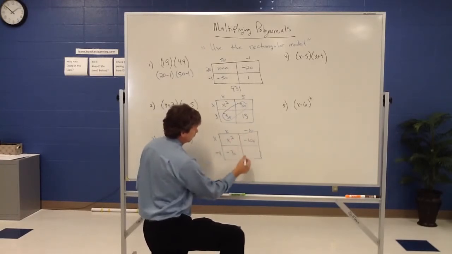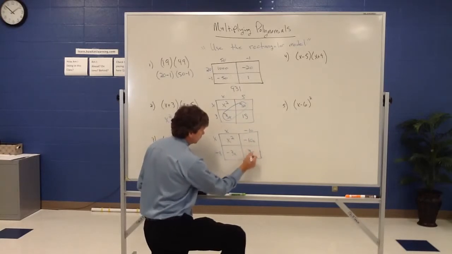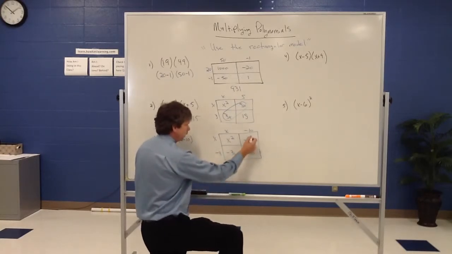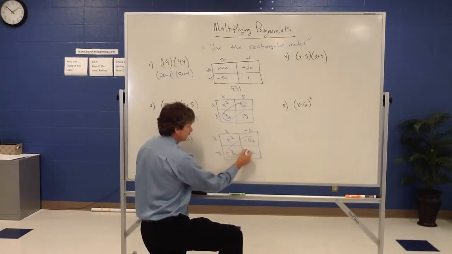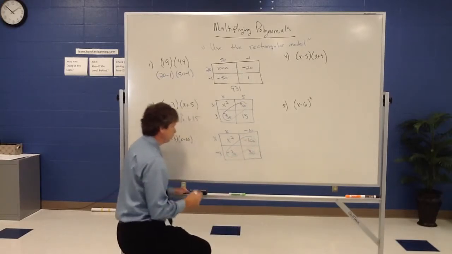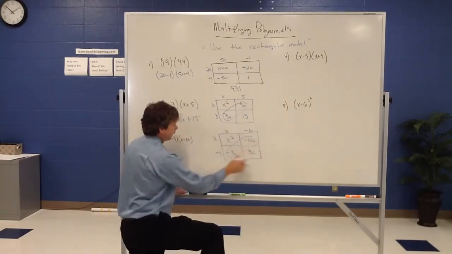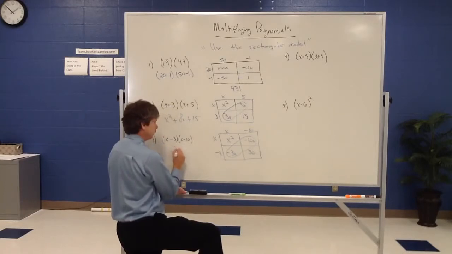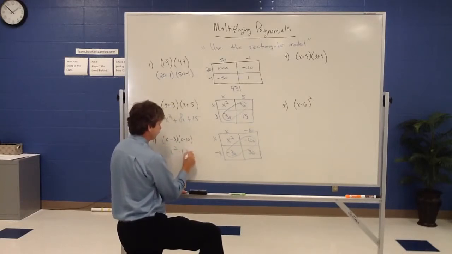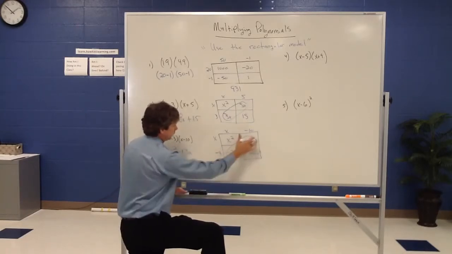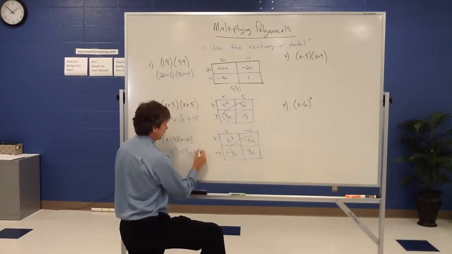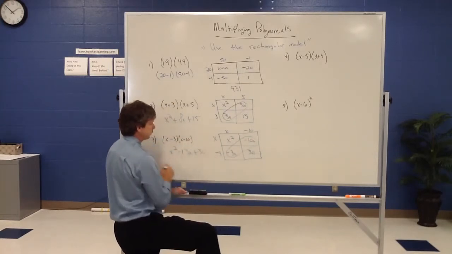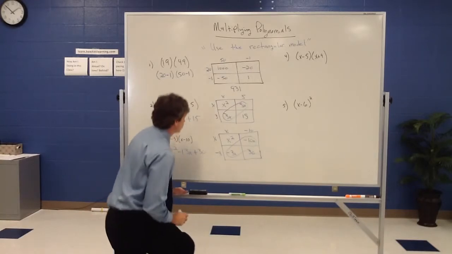Negative 3 times negative 10 would be then a positive 30. And again, if you notice, these guys again are like terms. They can be put together. So if we put this all together, adding it all up, we see that x squared, we get a negative 13x because of these two pieces. And then we have a plus 30. And that would be our answer to this problem if we multiply it out.